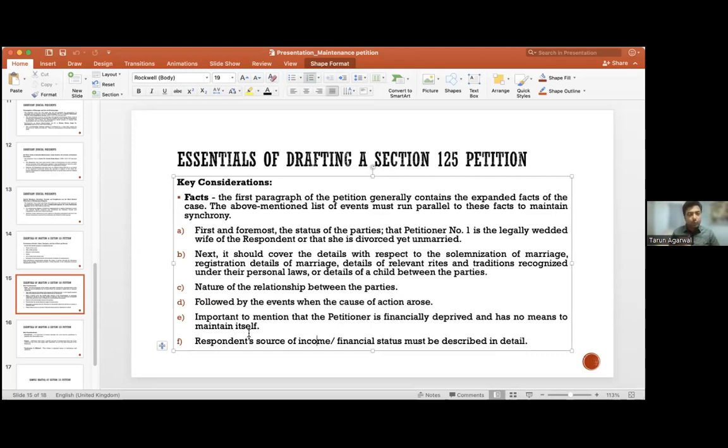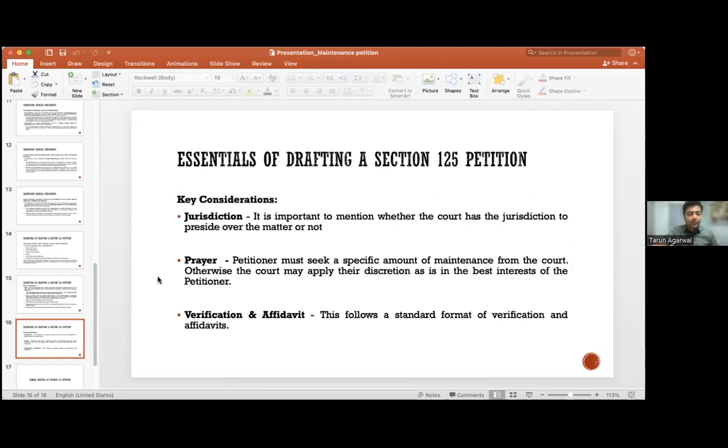And in order to arrive at a fair and reasonable amount, the court needs to know the entire background of the family, what the current status of the financial position is, and how many members are already dependent on that husband. So all these factors are important.